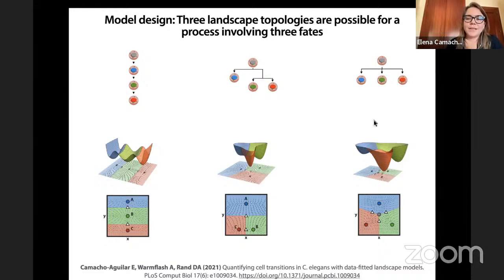The third, more complex landscape is one in which you can decide at any time between the three fates. So this is a symmetric one. All the decision points are allowed, and this is more flexible, and it's the one that was proposed by Eric Siggia and Francis Corson to explain the vulval data. So we came up with this other possibility, and we wanted to see whether this could actually fit the data and be consistent with the data we had.